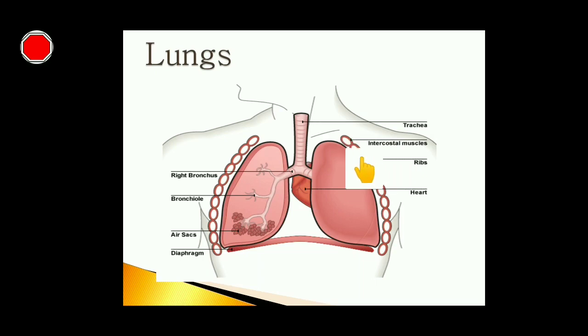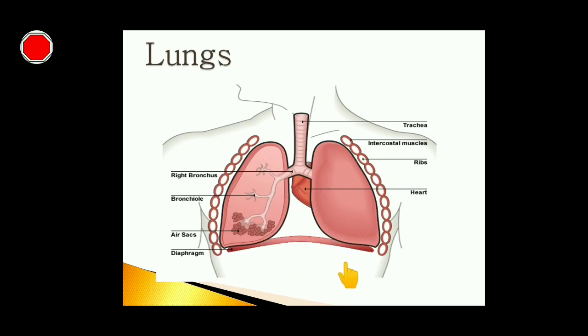Okay, the wall of lungs remain connected to ribs through intercostal muscles. So at both sides, the thoracic cavity is being guarded by a muscular structure which, as you can see, is a bit dome-shaped. This structure is known as diaphragm.